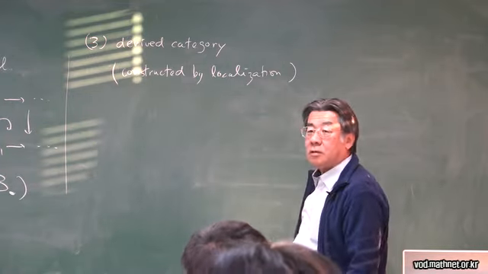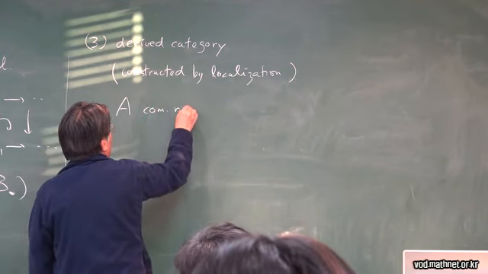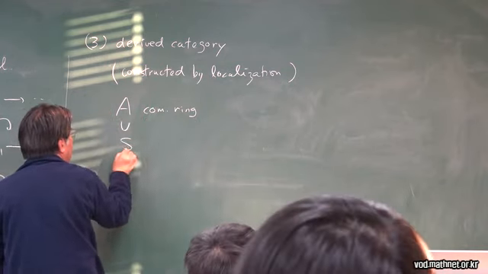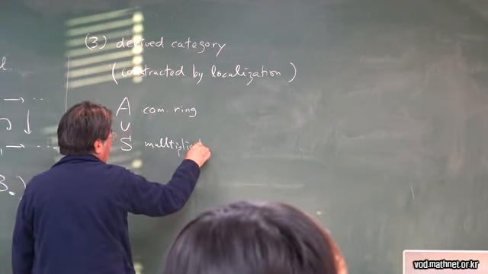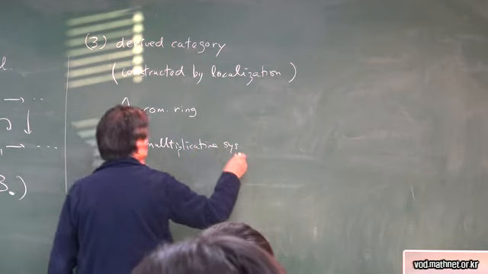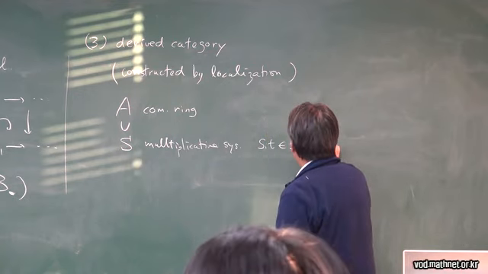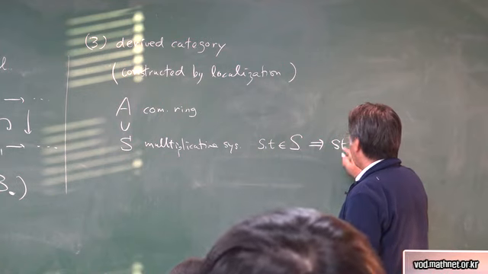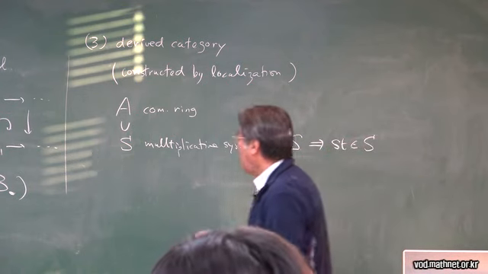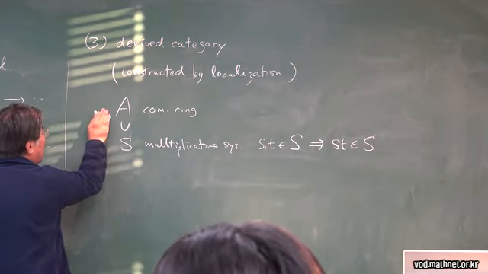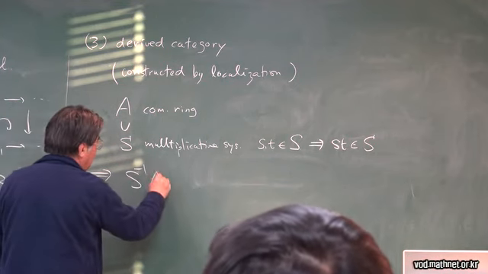So what is localization? If you have a commutative ring and consider a subset S which is a multiplicative system, multiplicative system means that if there are two elements in S, then their product is also in S. So for an arbitrary commutative ring and arbitrary multiplicative system, you can construct the localization.